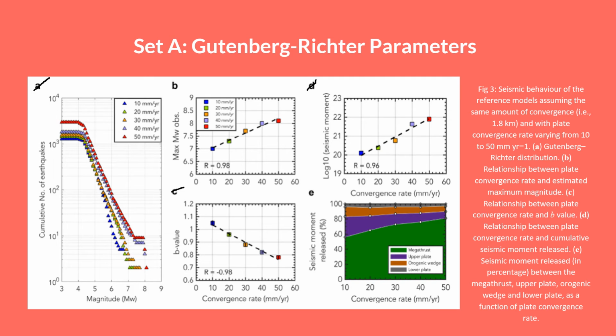So basically from these B, C, D results, we can clearly see that the frequency magnitude distribution follows the power law. And as we can see in the E part, the seismic moment released is shown in different parts: megathrust, upper plate, orogenic wedge, lower plate, and it is shown as a function of plate convergence rate.